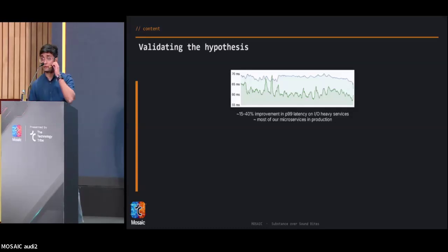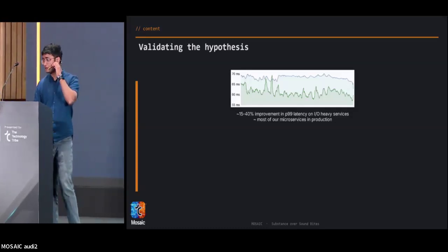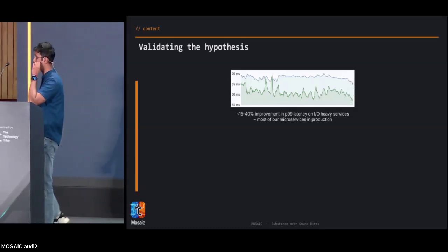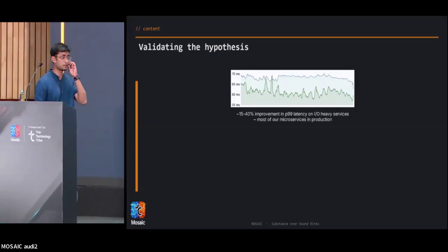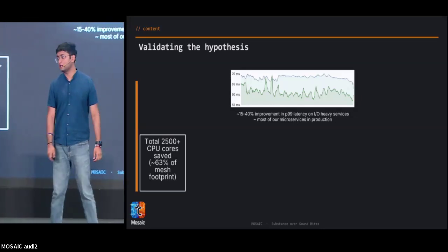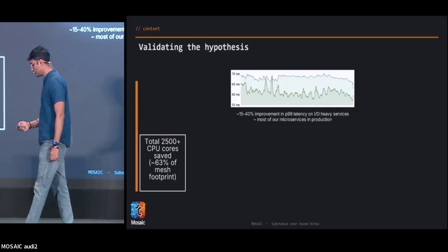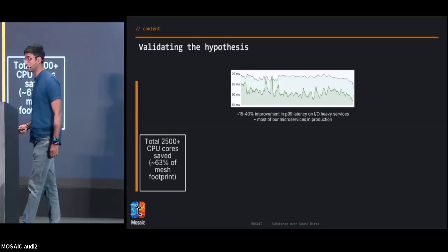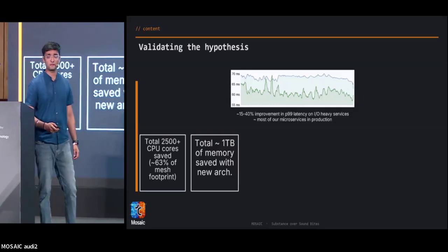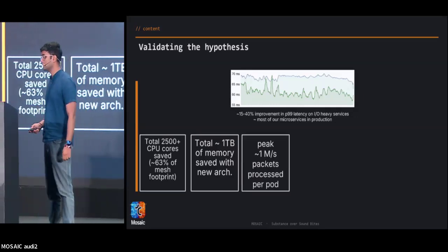We saw 50 to 40% improvement in the P99 latencies on the IO heavy services. These are network IO heavy services, which comprise most of our services in production. Then there were about 2500 plus CPU cores saved, which is about 63% of our service mesh footprint. About 1 terabyte of memory saved because of these sidecars, now gone.